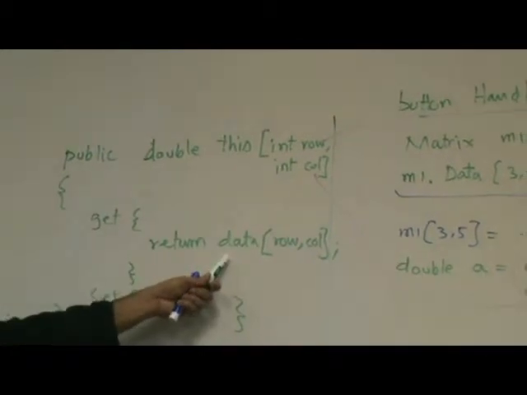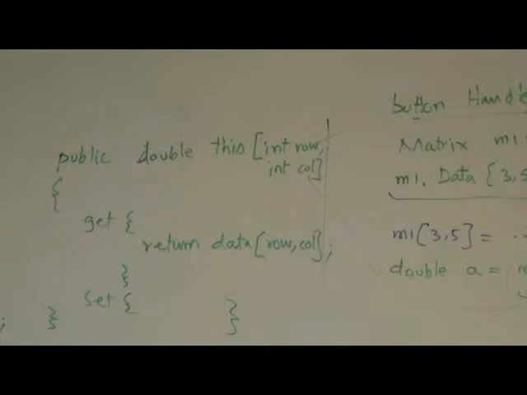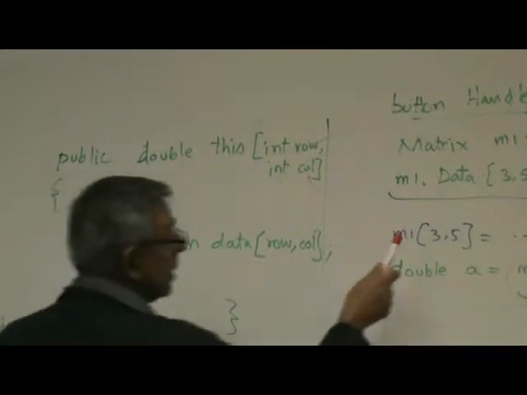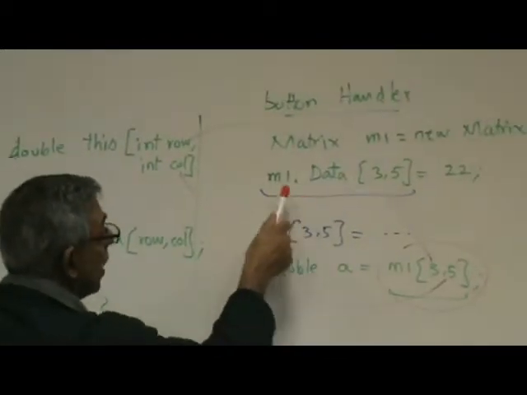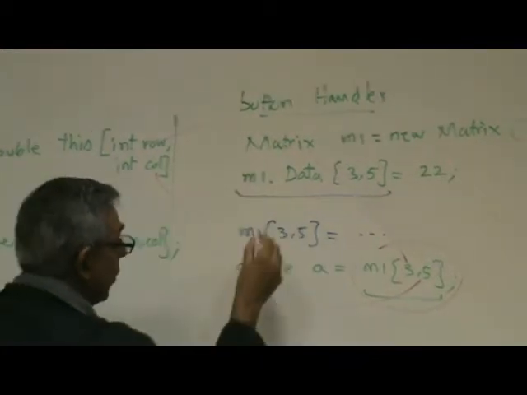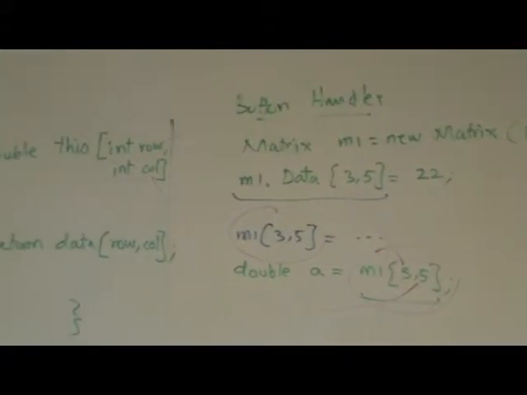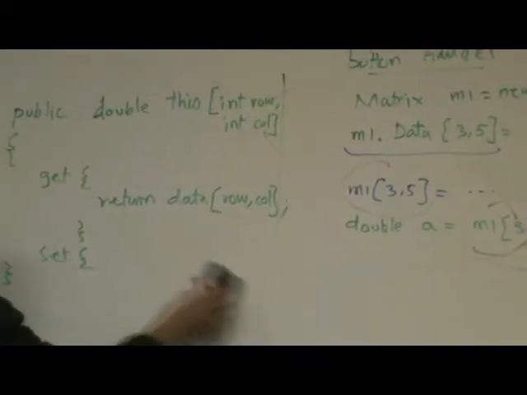So it will end up returning whatever was stored at M1 of 3, 5. Okay, so once we have the indexer, then there's no need for writing something like M1.data equal to. We can directly write it like this. So now let's go to the set part.